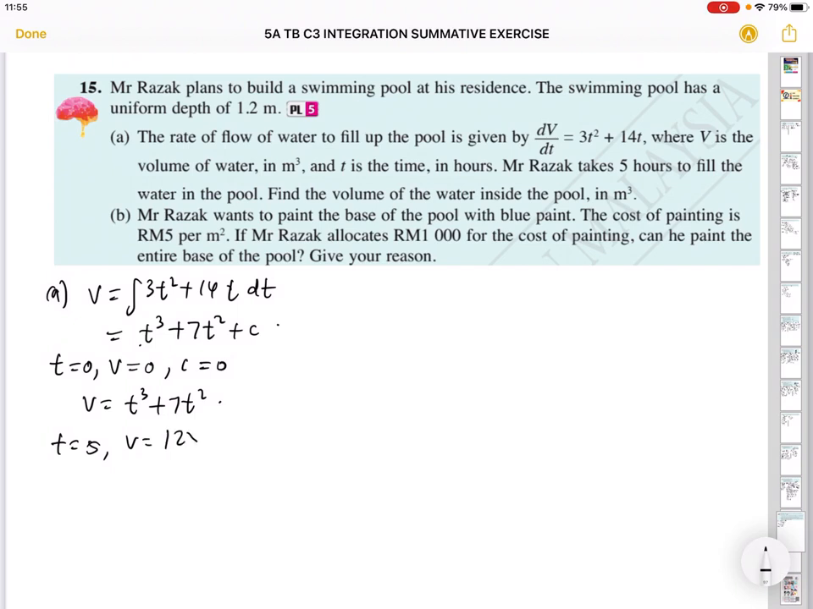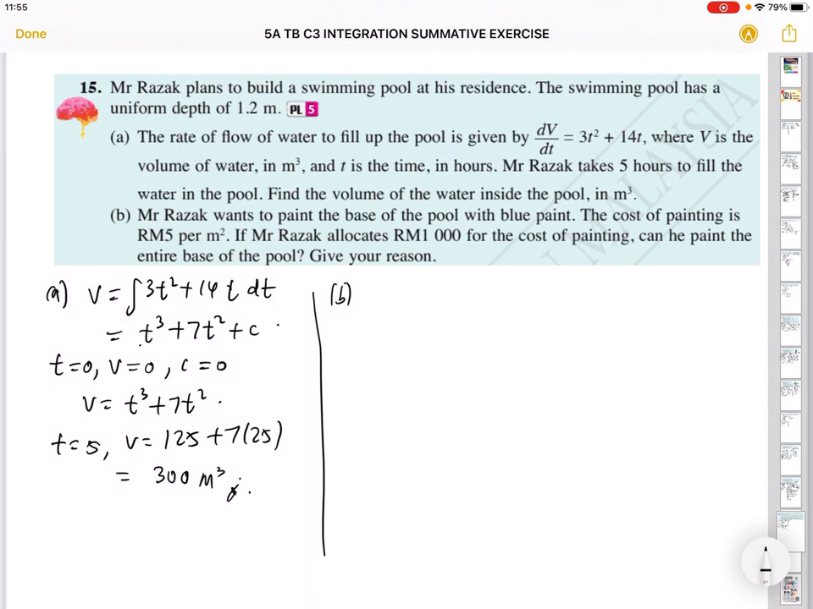Alright, part E. So no problem, found the volume. Second, Mr. Razak wants to paint the base of the pool with blue paint. Right, the cost of painting is 5 ringgit per meter square. So he allocates 1,000 ringgit. Will it be enough?